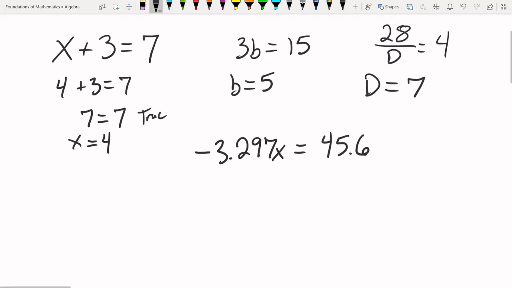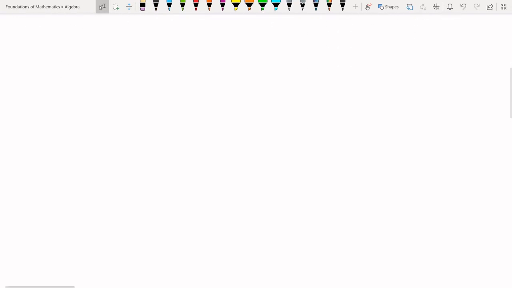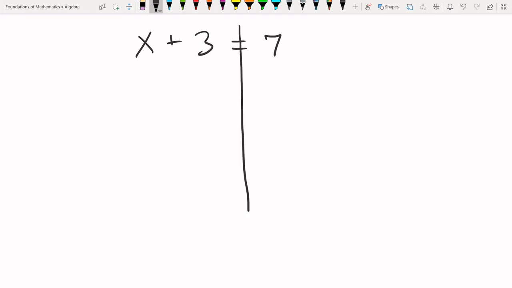Now, to solve, for instance, this first one, we do algebra on it, which is really just taking steps to always have a truth that never changes. The way we do this is we always do the same thing on both sides of the equal sign. So to get x by itself, that's what we're trying to do, we need to get rid of this plus 3. The way we do that is we do the opposite, or what's called the inverse operation.